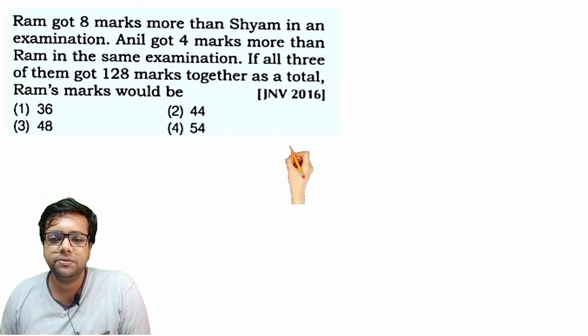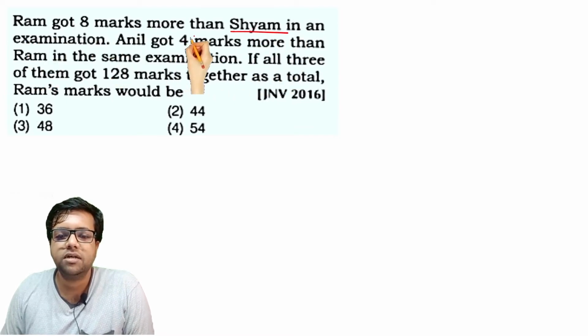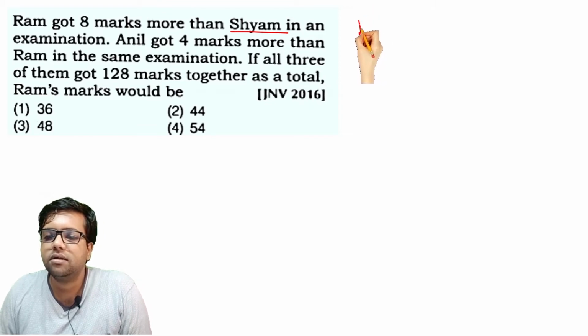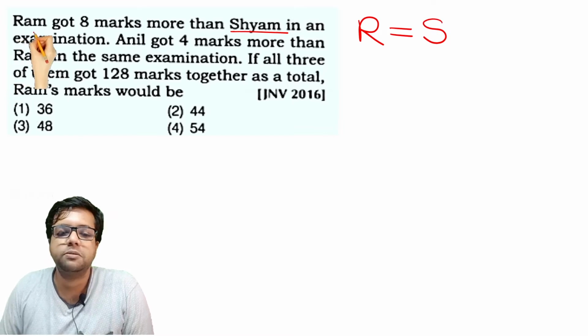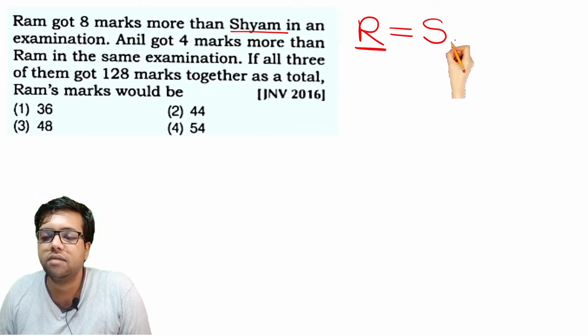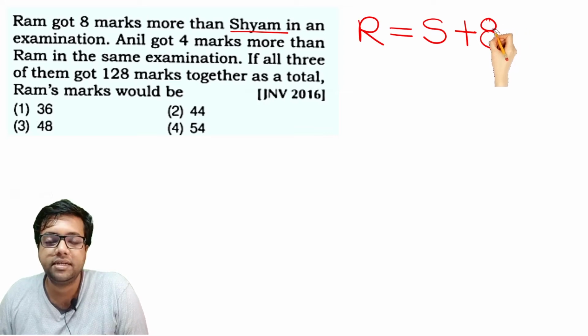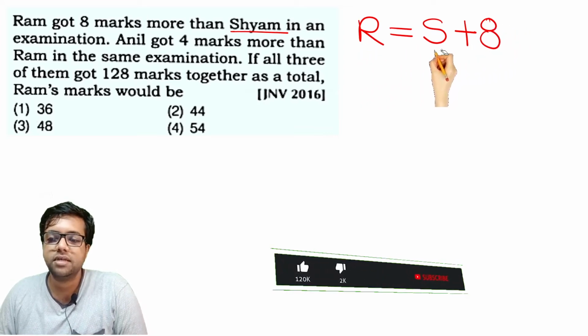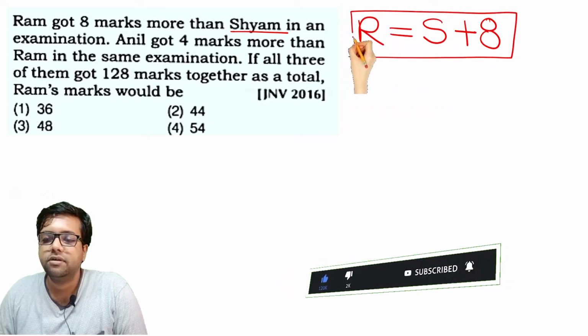So what we will do, let us call the marks obtained by Shyam S. Ram got 8 marks more than Shyam, right? So let us call Ram's mark R and Shyam's mark S, and as per the question, Ram got 8 marks more than Shyam. So the marks of Ram is equal to 8 marks more than Shyam, so we will put an addition sign and put 8 there. Therefore R equals S plus 8. This is going to be our first equation from the question.